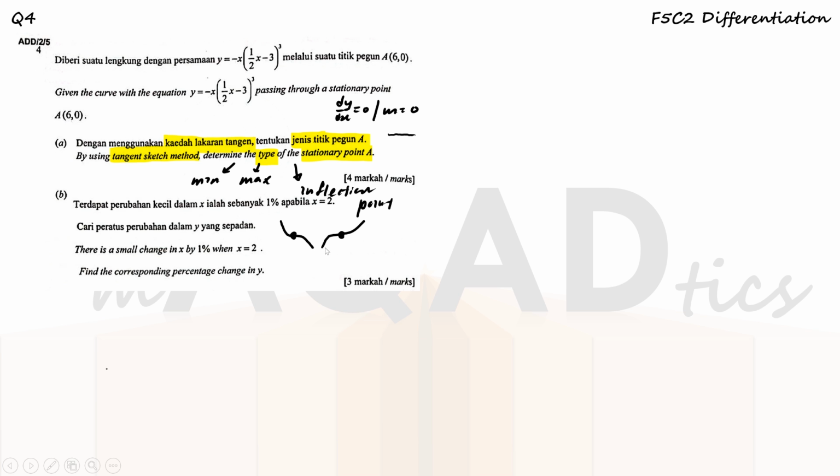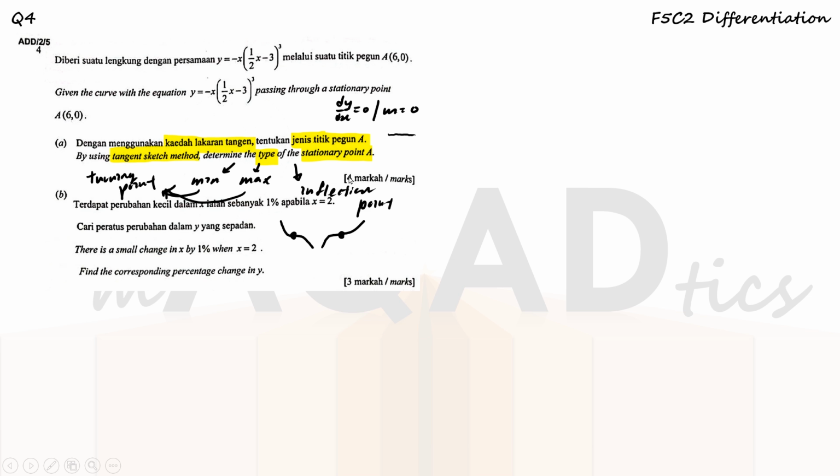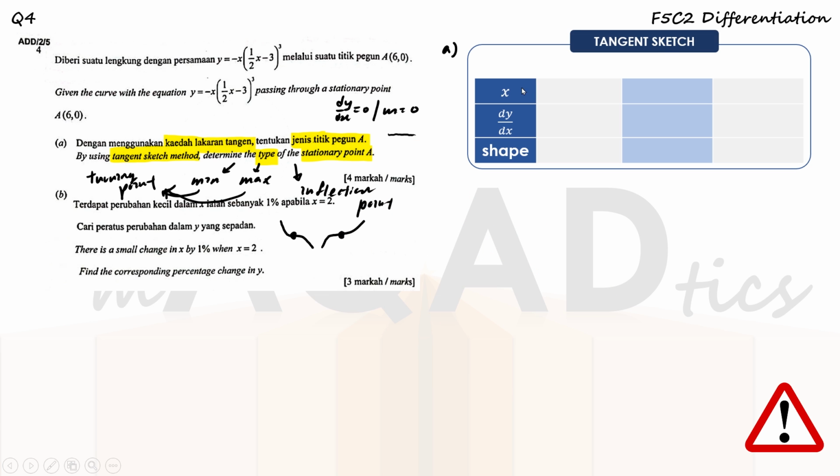And for stationary point, don't be confused by another term, which is known as the turning point. Turning point only includes minimum and maximum points. It does not include the inflection point, right? So going back to the tangent sketching method, here we need to have a table first. We have 3 rows: the value of x, the dy/dx value, and the shape according to dy/dx. Later I will explain how to draw the shape.